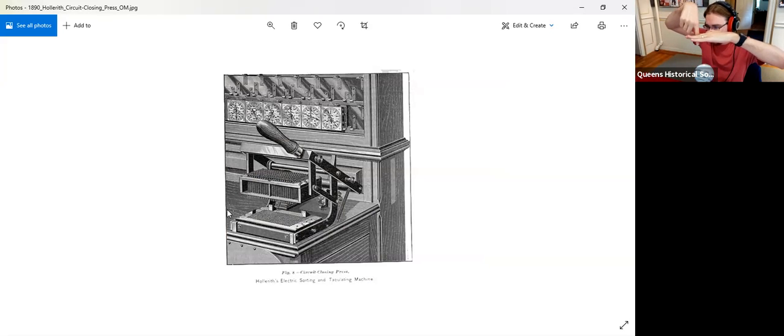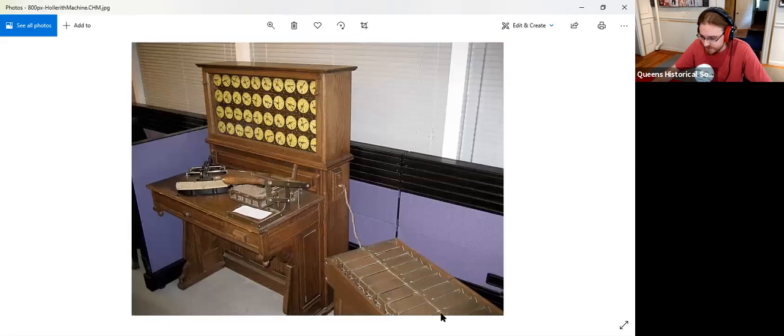The pins that went through the card would dip into the mercury and complete a circuit. Once the circuit was complete, a motor would turn a knob. There are these little dials in the back. Those are the counters. Every time the circuit was completed, the dials would increment by one, and that was how they would count all of these people. You can also see there's a little sorting box to the side that would help keep track of all of the cards.